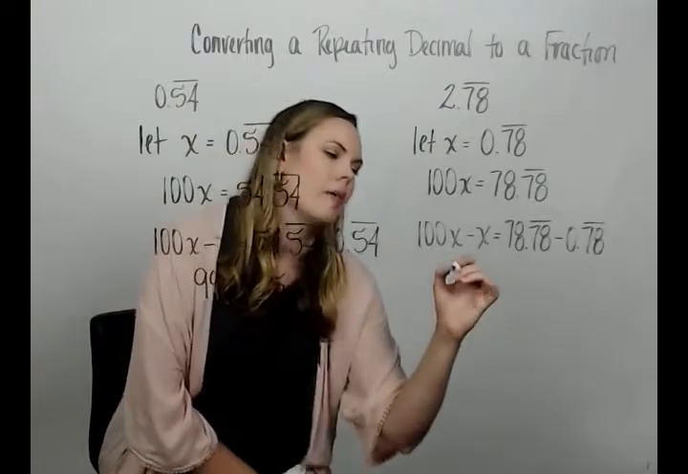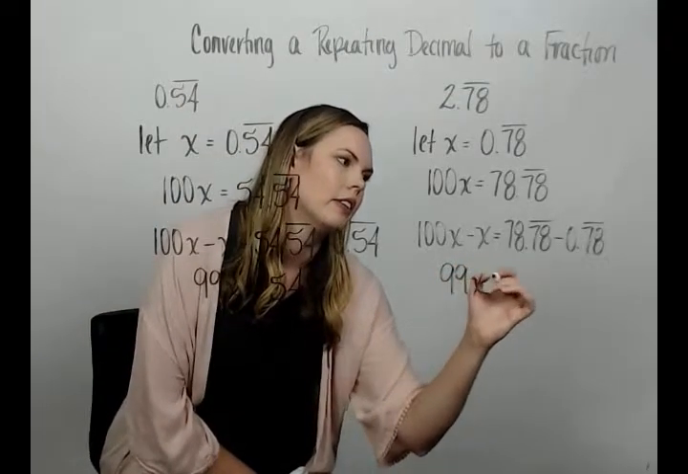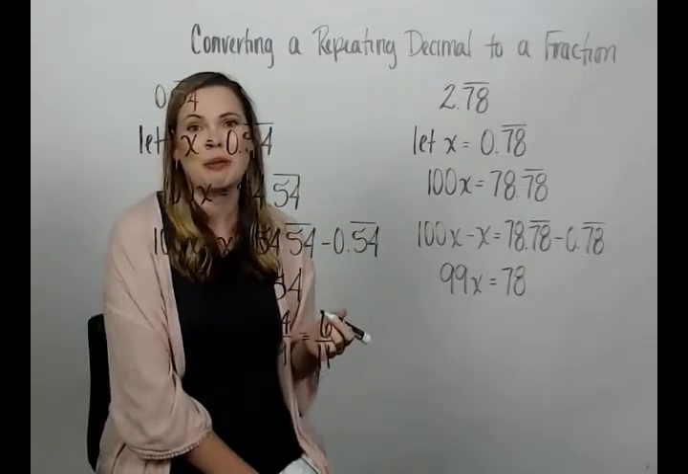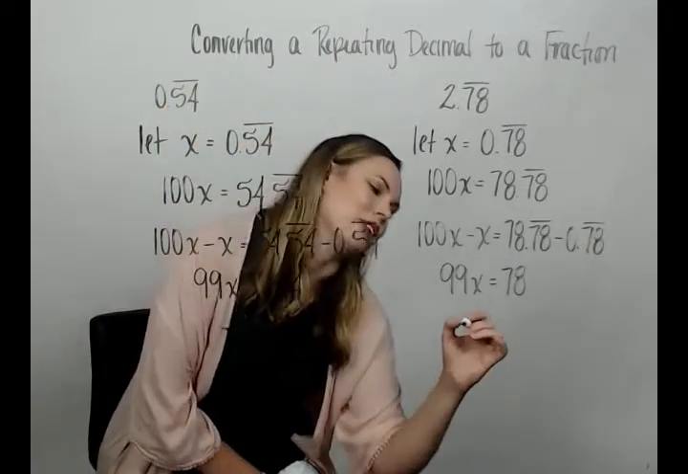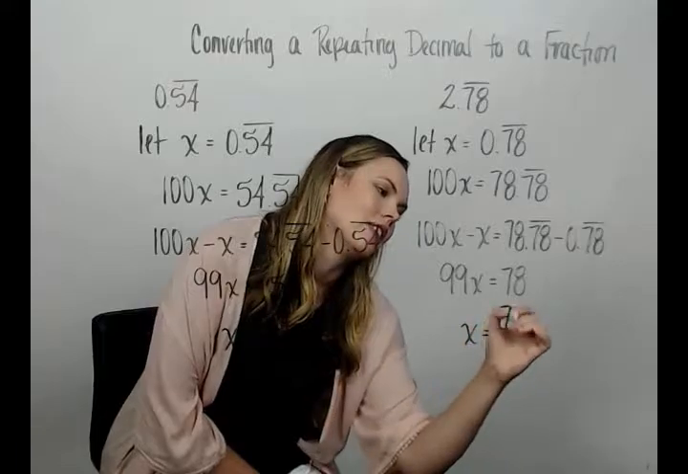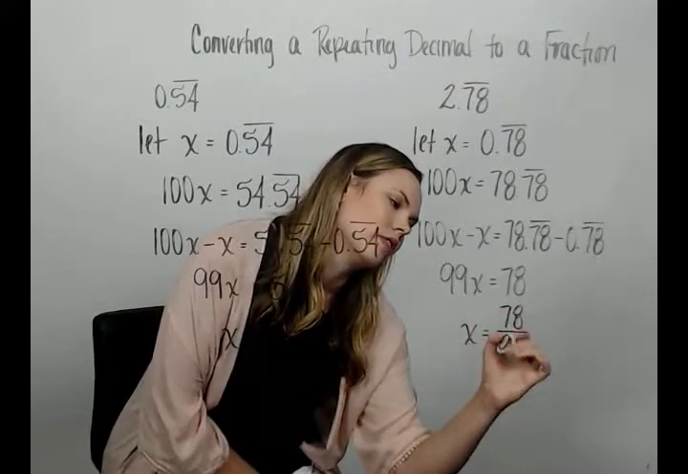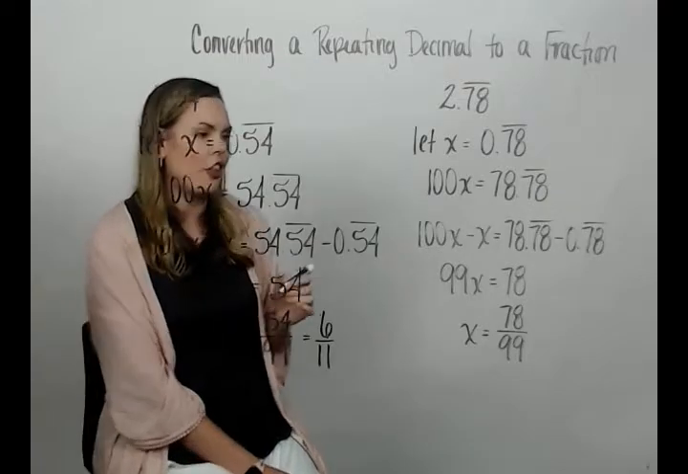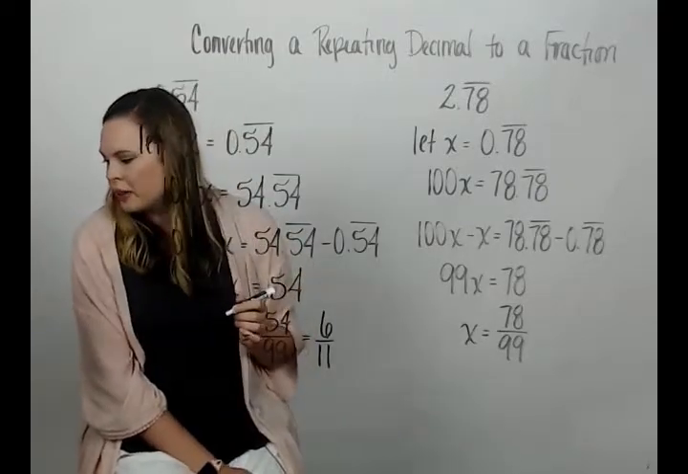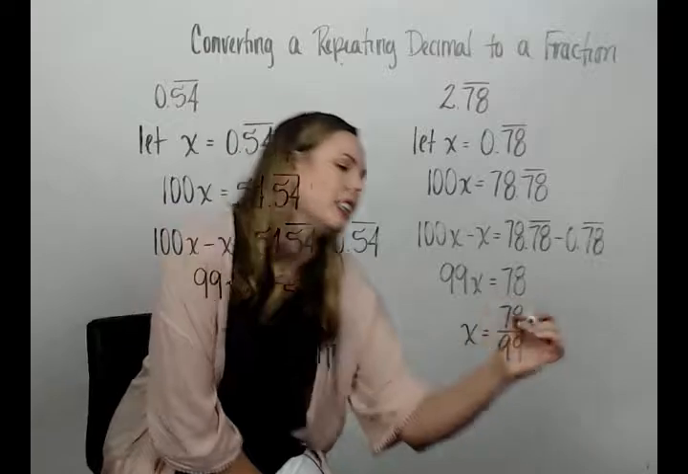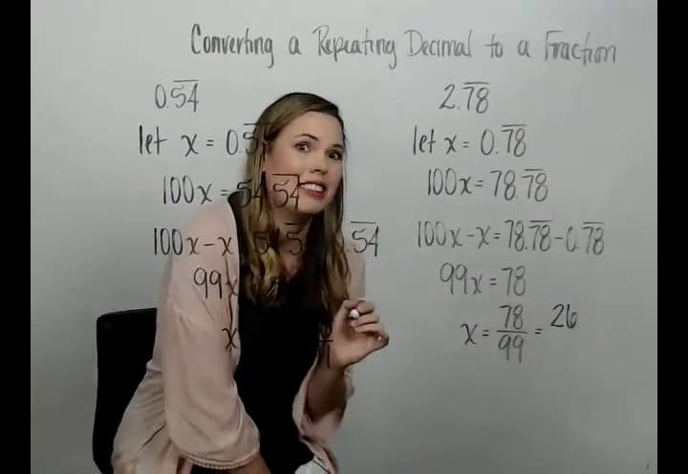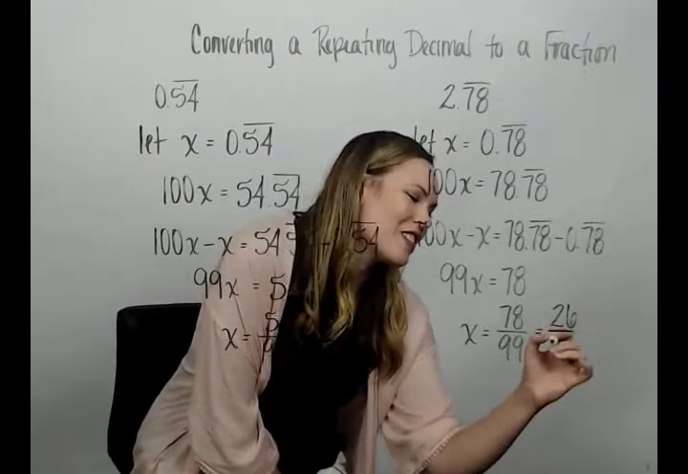Okay, combine like terms. The repeating part drops, and then divide both sides by 99. Okay, they're both divisible by 3, okay? So 78 divided by 3 is 26. I know that because 7 plus 8 is 15, and 15 is divisible by 3.